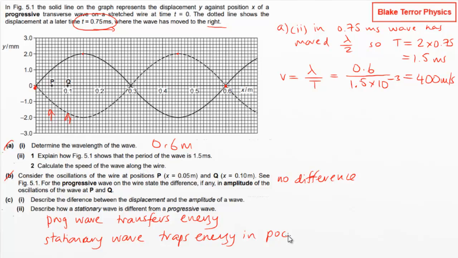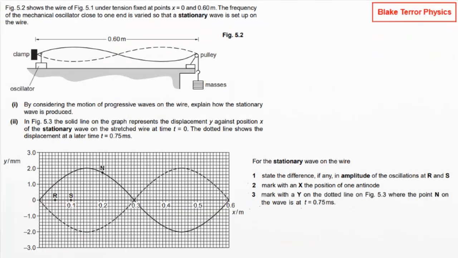Now, if I recall correctly, there's a second part to this question on the next slide, because I think we do it again with a stationary wave. Yeah, here we go. Figure 5.2 shows the wire of figure 5.1 under tension, fixed at points x is 0 and x is 0.6 meters. So that was the wavelength of the previous wave, wasn't it? The frequency of the mechanical oscillator close to one end is varied, so a stationary wave is set up. Right, so they've set up a stationary wave. By considering the motion of progressive waves on the wire, explain how the stationary wave is produced.